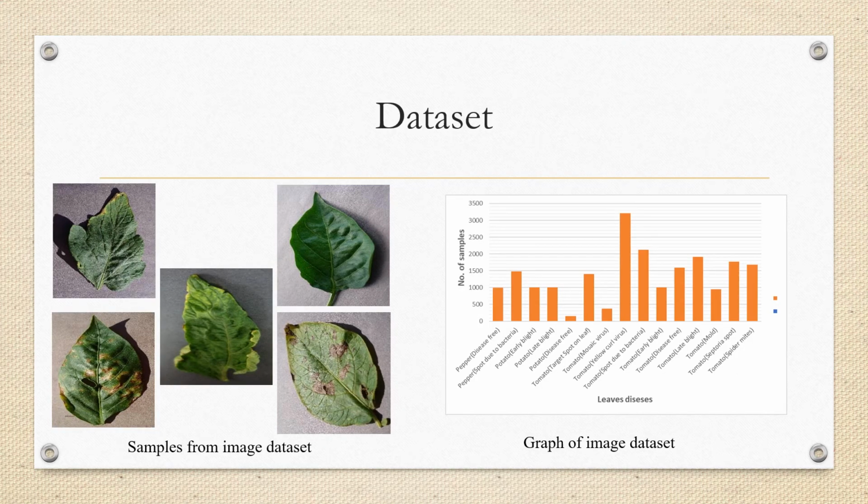Next is the dataset. Here are some of the sample data images which are taken from various diseased plant leaves of pepper, potato and tomato. There were in total 15 directories and 21K files. On the rightmost side we have the graph representing the type of leaf diseases on the x-axis and the number of samples of these leaves on the y-axis.